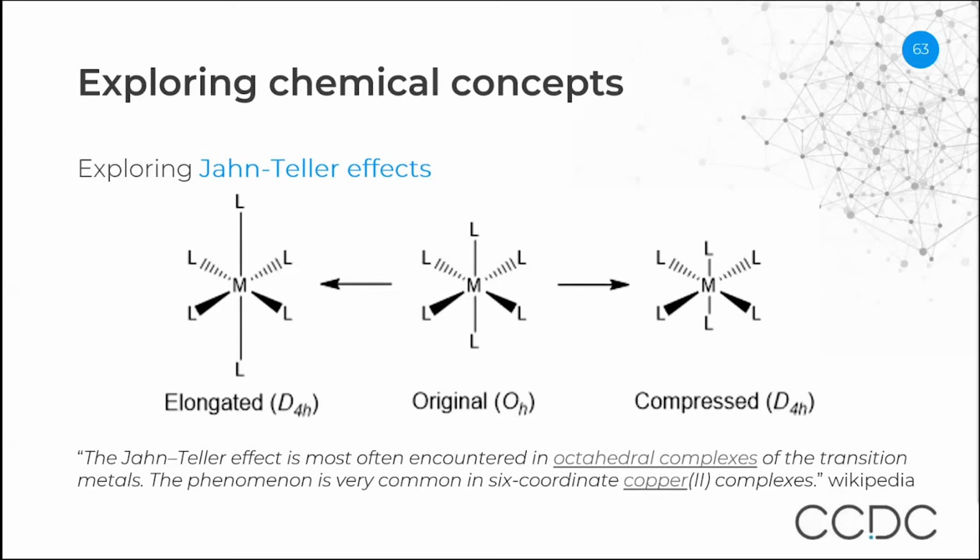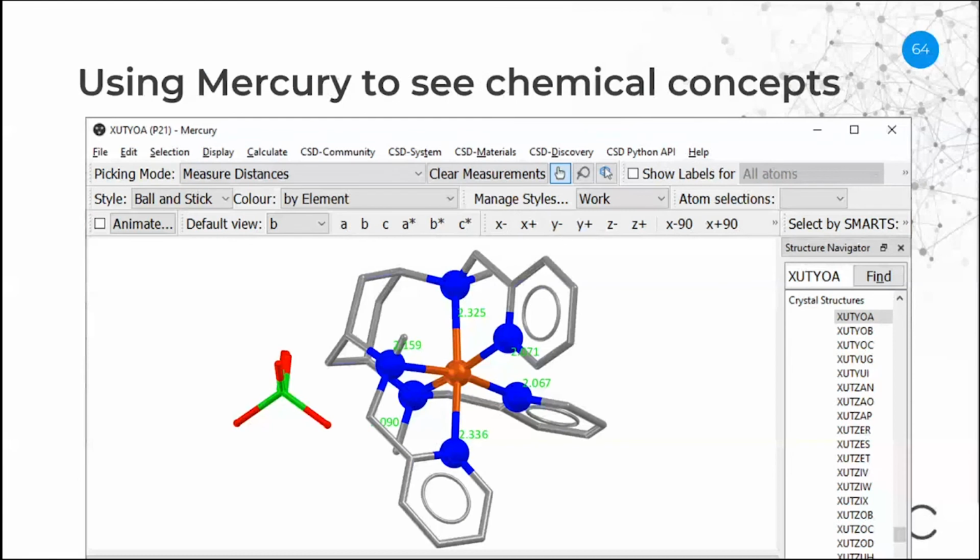So one effect we have probably all heard of is the Jahn-Teller effect, and although I vaguely remember the lecture, I don't still have my undergrad notes, but according to Wikipedia, the Jahn-Teller effect is most often encountered in octahedral complexes of the transition metals, and it's very common in 6-coordinate copper-2 complexes. So we could decide to look at an individual structure to see this, and here I've navigated to a 6-coordinate copper surrounded by nitrogens in the CSD, ref code XUTYOA, and I've measured the metal nitrogen distances by changing the picking mode.